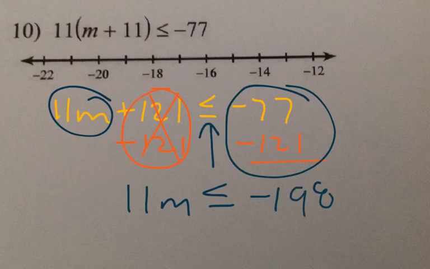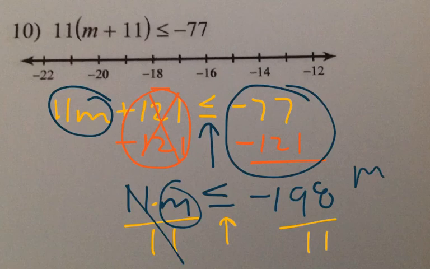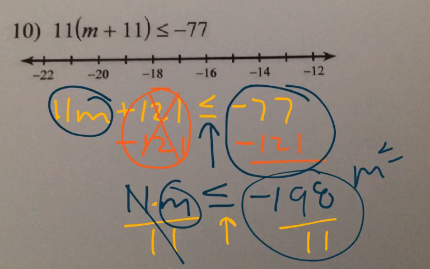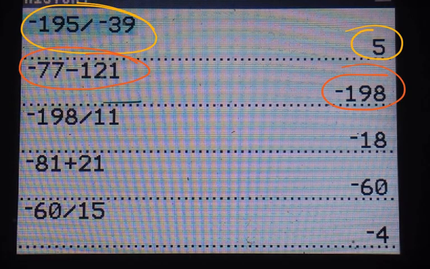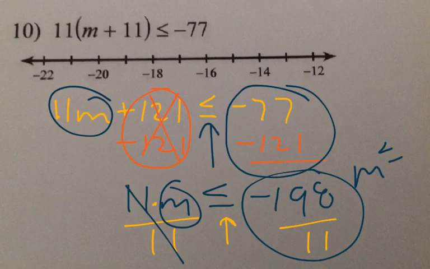How do we get rid of the times 11 right there? We're going to divide by 11. Now notice I'm dividing by a positive, so this again does not switch. 11 divided by 11 is 1. What's left? m less than or equal to. And what about that right there? Well, let's use our calculator. As you can see, guys, negative 198 divided by 11 is negative 18. So we're ready to graph.